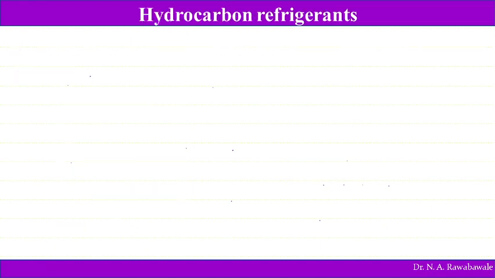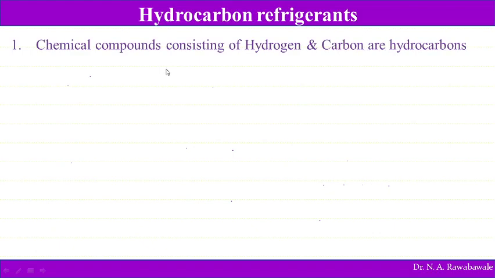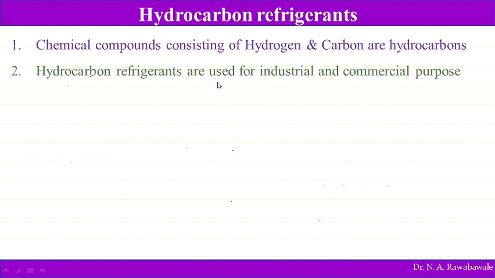Now we see the next category, that is hydrocarbon refrigerants. So what are these hydrocarbon refrigerants? Chemical compounds consisting of hydrogen and carbon are known as hydrocarbons. Then where are these refrigerants used? Hydrocarbon refrigerants are generally used in industries for commercial purposes.